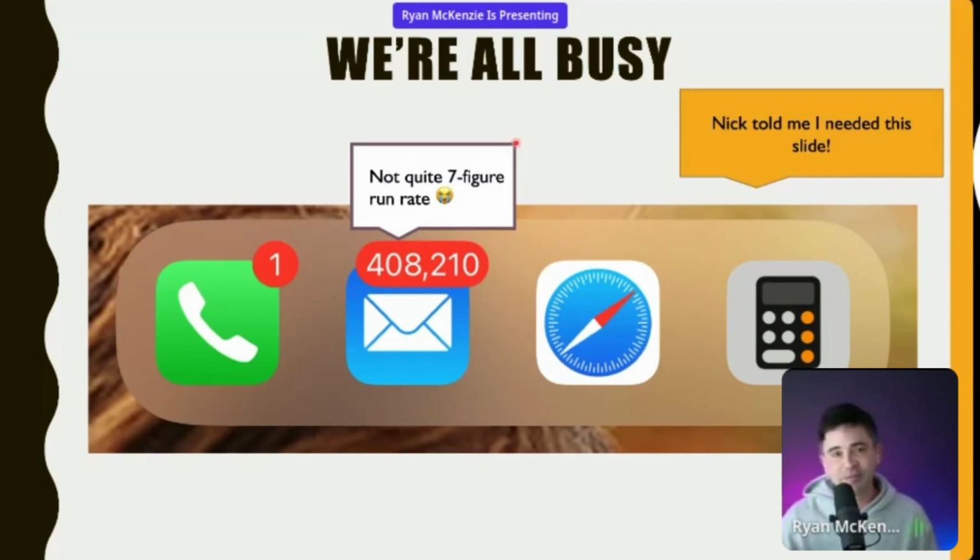But the point I'm trying to make here is we're all busy. So I'm going to try to give you meat and potatoes, things that you can apply to your business that are going to give you leverage so that when you spend money on Facebook or Google or TikTok or whatever, you are maximizing the amount of money that you make for each visitor that comes to your site.